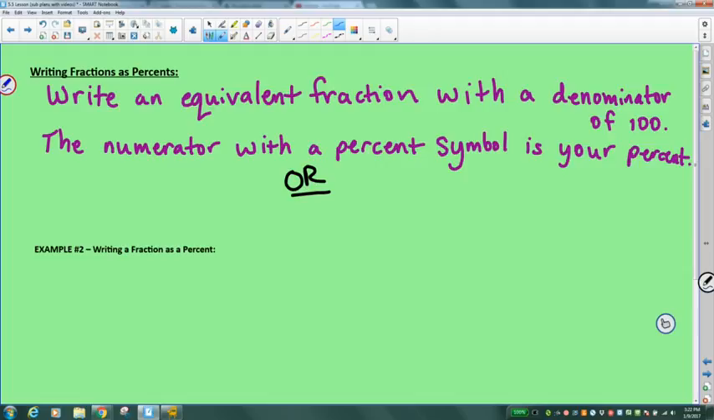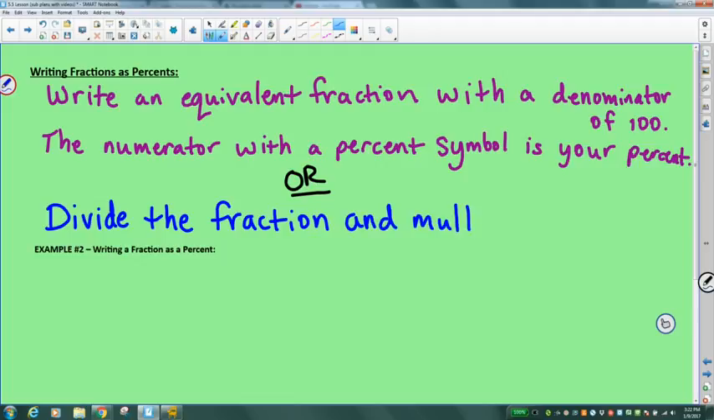So if that's the case, you could always simply divide your fraction to get a decimal and then multiply by 100. And the reason we multiply by 100 is because a percent is always out of 100. So those are two different methods that you can do to find the percent of a fraction.